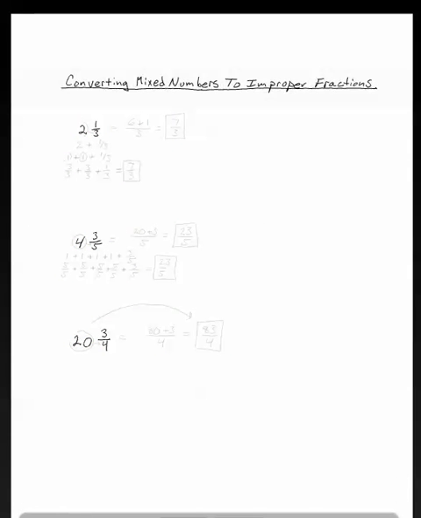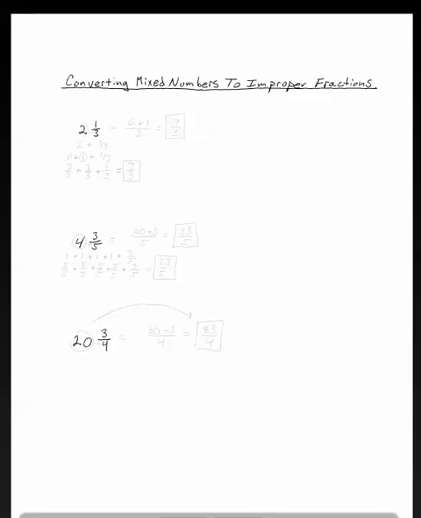Converting mixed numbers to improper fractions. So if you remember, there are two ways to do this, so I want to do them both ways. We're going to talk about the way that really builds understanding versus the efficient way once we understand what we're doing. So if I look at this first one, 2 1/3.